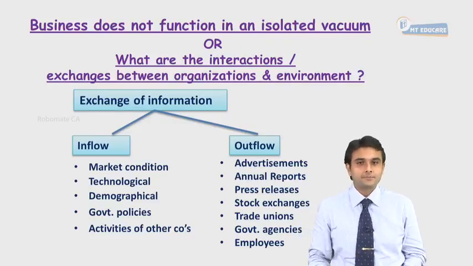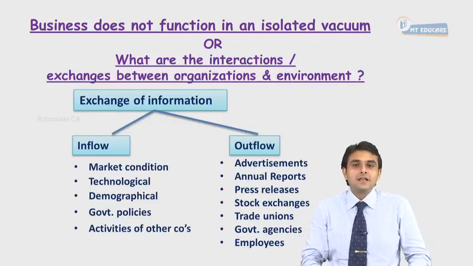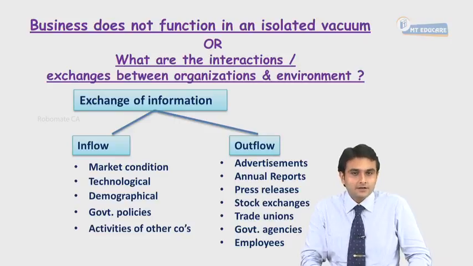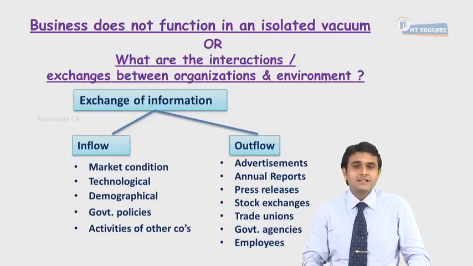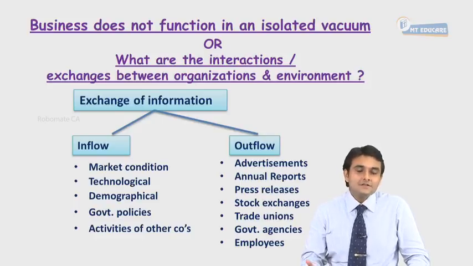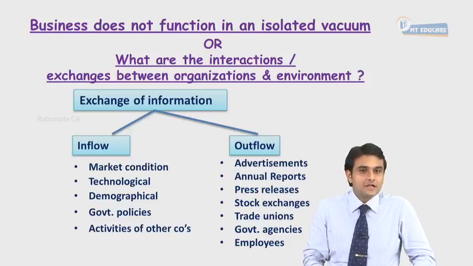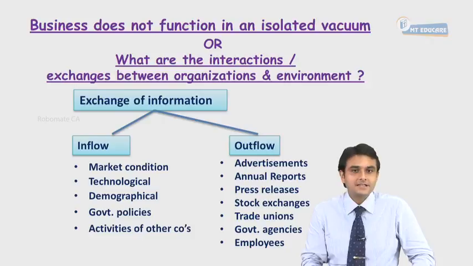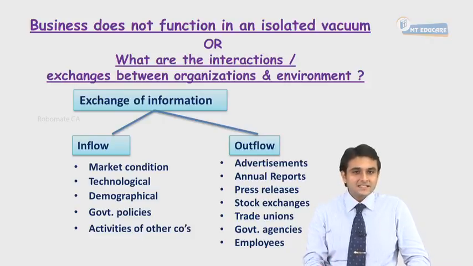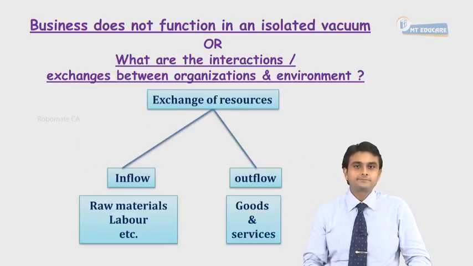We can see the list of things that come in the business and go out of the business, which means the exchange of information. So the inflow is the prevailing market conditions, the technological, the demographical environment, government policies, activities of other companies. All this serves as information for a business wanting to survive in the market. And a business will give out information in the form of advertisements, annual reports, press releases, etc. So a business will constantly keep exchanging information with the business environment.